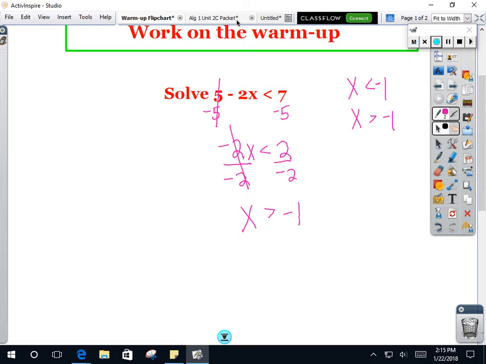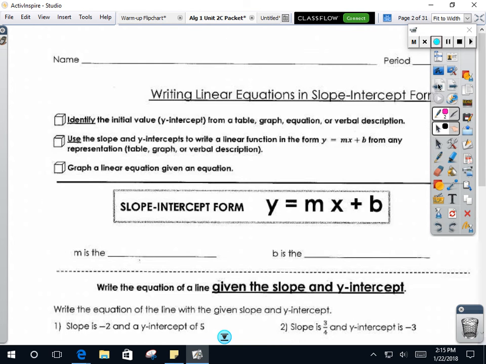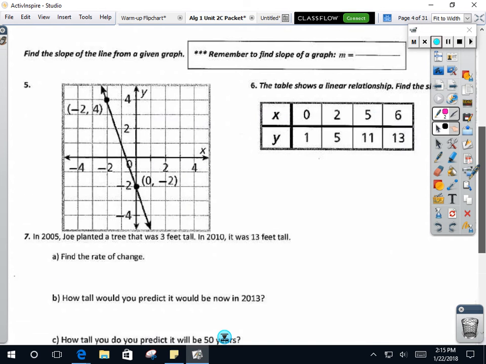Okay, now turn to page 3 in your packet. Yeah, page 3. We didn't finish all of it. We're done with it. Page 3. We're in 2C.